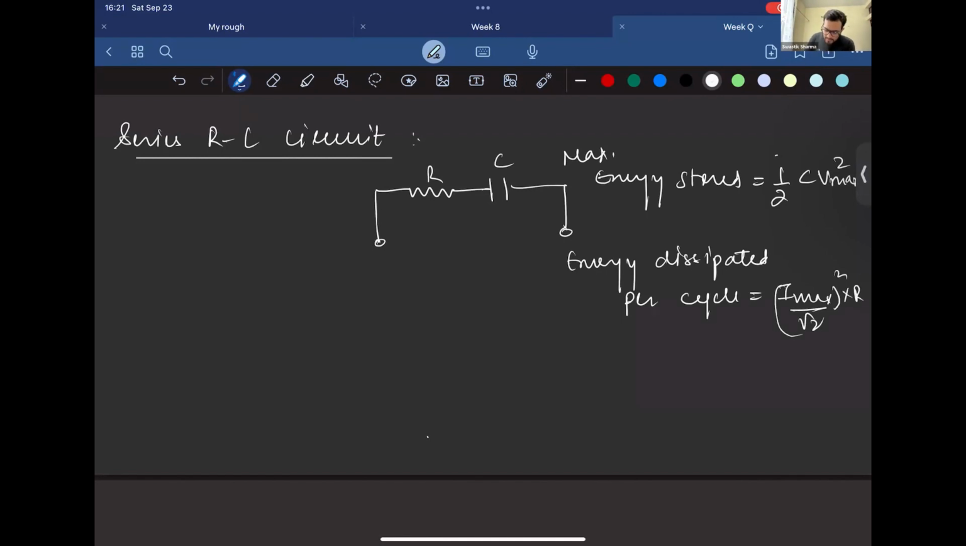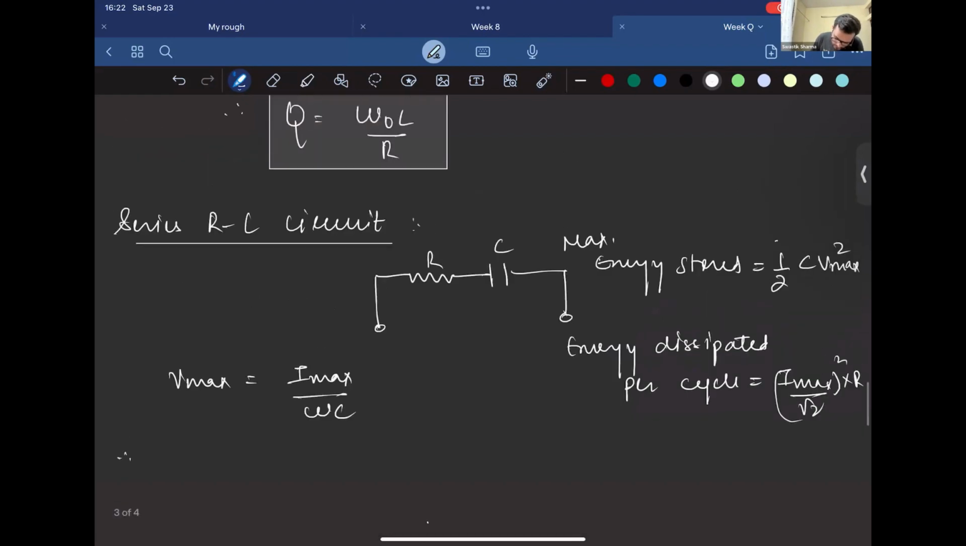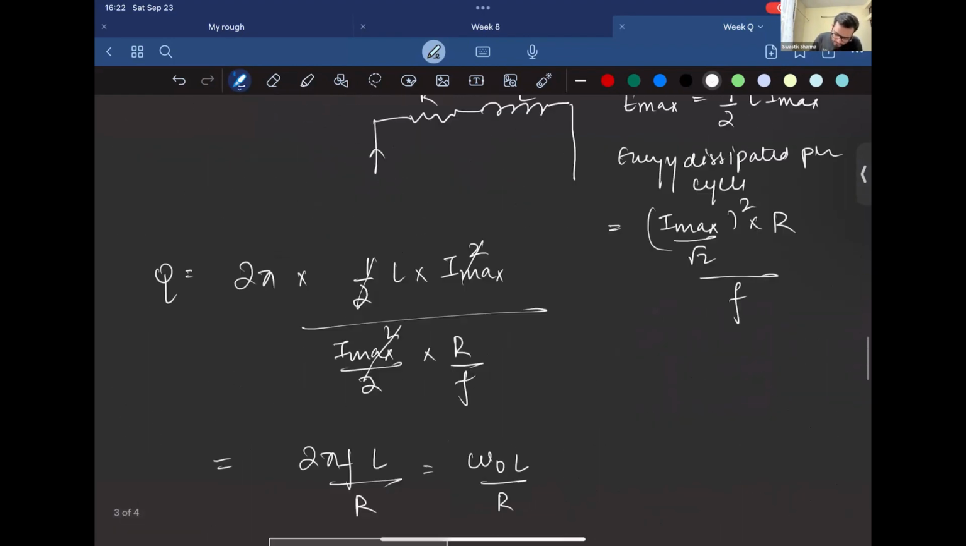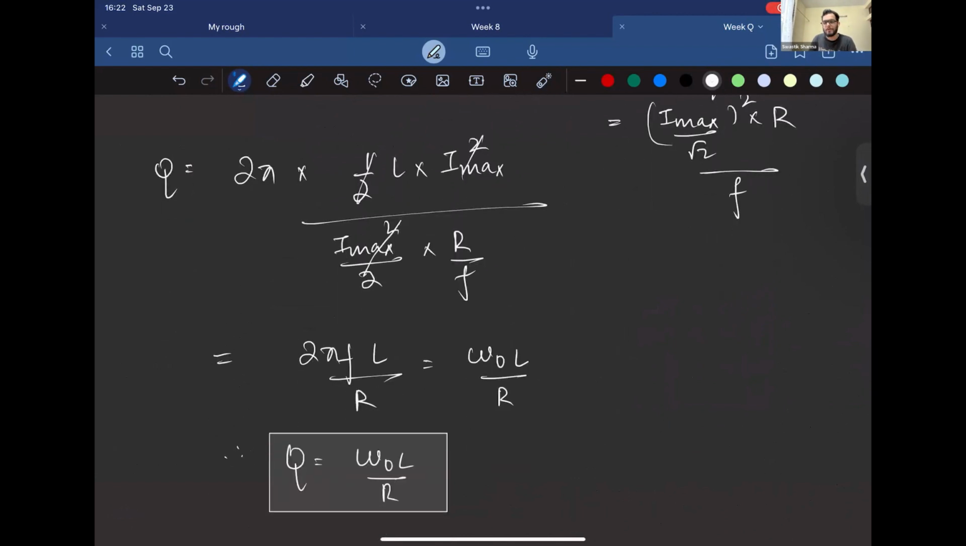Now, if I want to write this term in terms of I max, what is it going to be? V max can be I max upon omega C, right? Simply it's the reactance multiplied by the I max term. So if we do this whole thing again, I'm writing omega naught. Don't confuse it with the resonant frequency, it can be normal frequency as well. Should write omega naught.